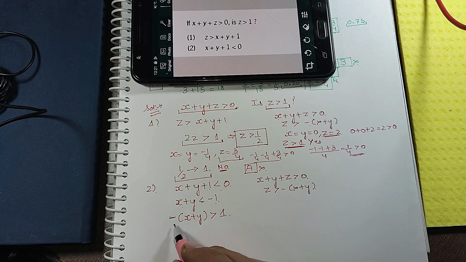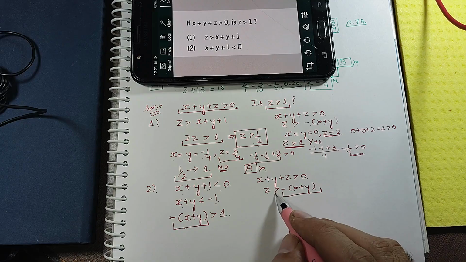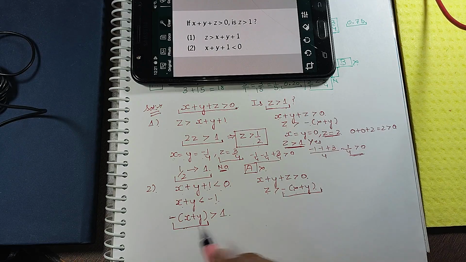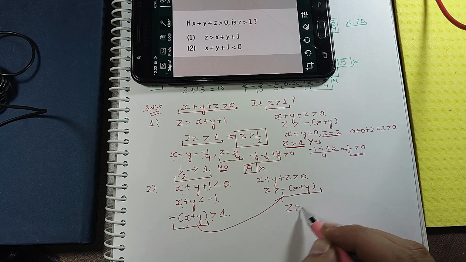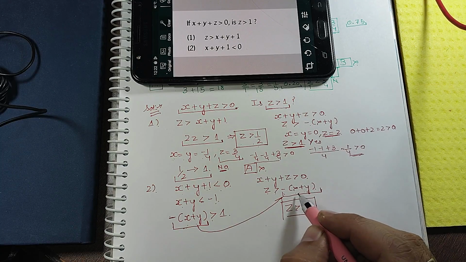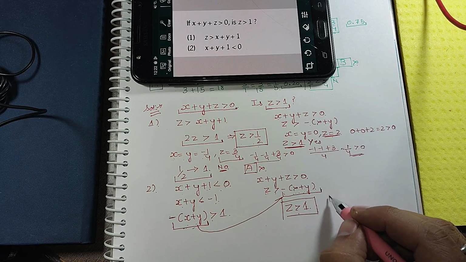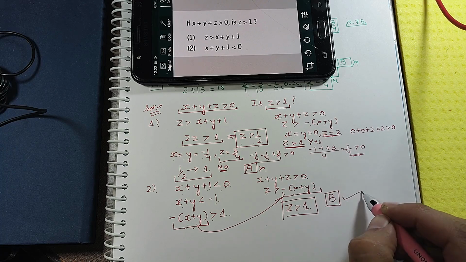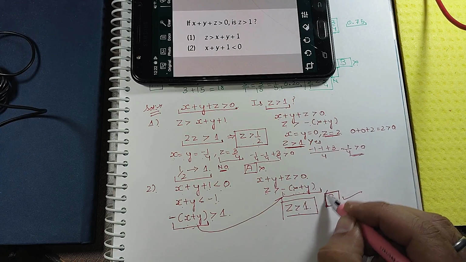Now see, minus of x plus y, why I multiplied it by minus 1? So as to get this right side of this inequality. Now here it says that z is greater than minus of x plus y, but here it also says that minus of x plus y is greater than 1. So what we deduce from these two inequalities is that z is greater than 1, right? Because the value of z is greater than minus of x plus y, and minus of x plus y value is greater than 1. So z has to be greater than 1. So I can say that statement B alone is sufficient to answer my question. So for this particular question I will say that statement B alone is sufficient.